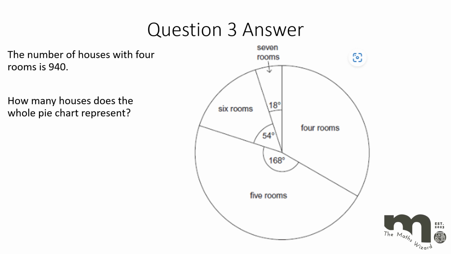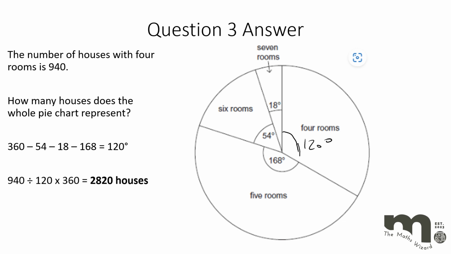Okay, let's take a look at this one then. So if you take away the angles that you currently know from 360, that tells you that this angle here is 120. So that's always a good starting point on the pie chart problems. Always try and work out any missing angles. Now we know the missing angle. If we know that that 120 degrees is worth 940 houses, we can divide that by 120. Now this will tell us what 1 degree is on the pie chart.